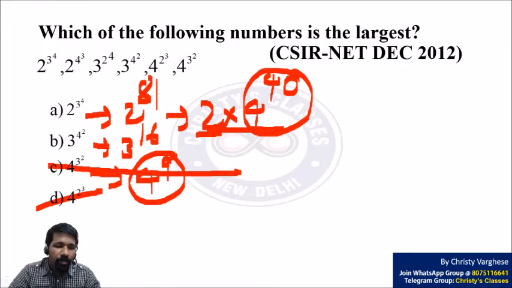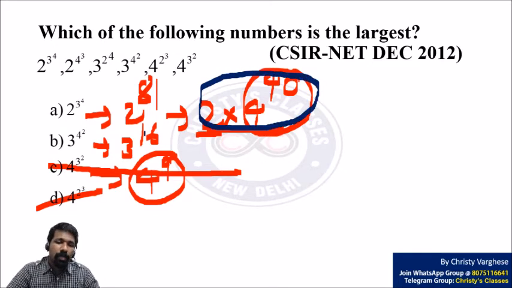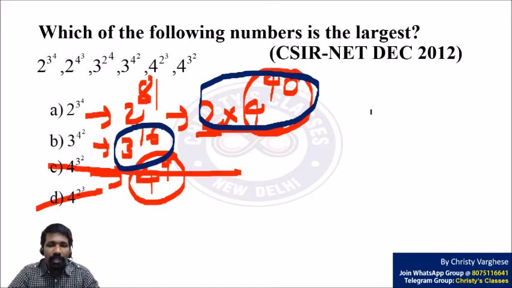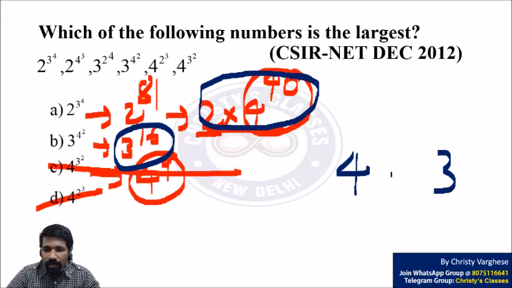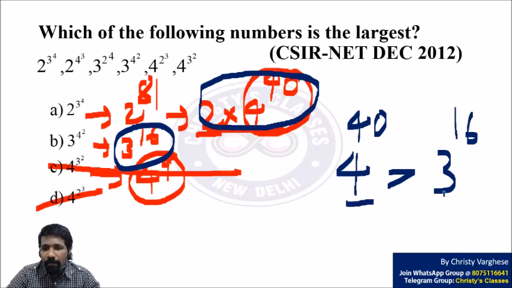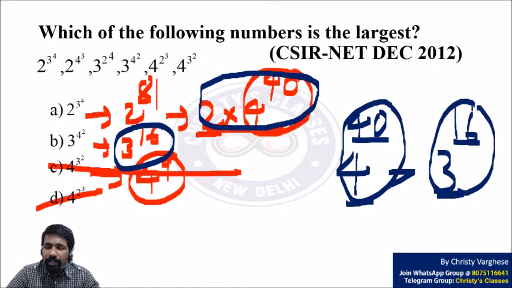Now compare A and B: 2 into 4 raised to 40, and 3 raised to 16. The base is not the same, the power is not the same, but 4 is greater than 3. The base is greater. And 40 is greater than 16. The power is also greater. If base and power are both greater, then definitely 4 raised to 40 will be greater than 3 raised to 16.